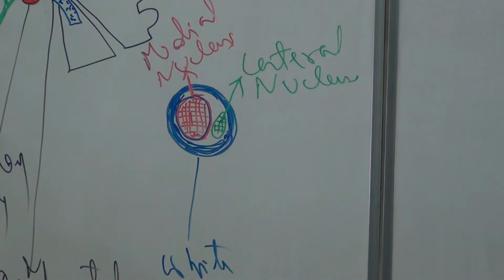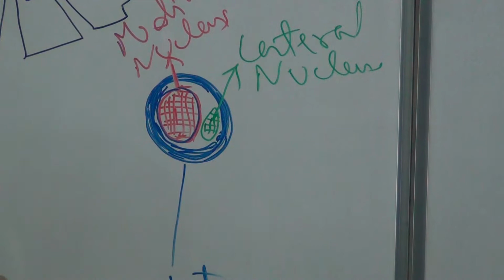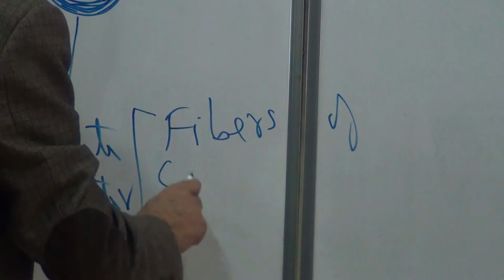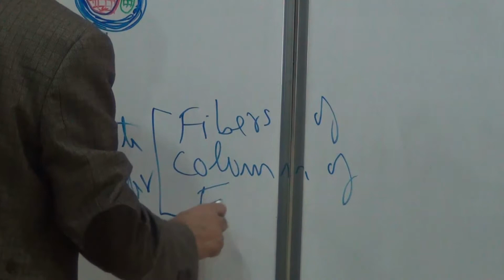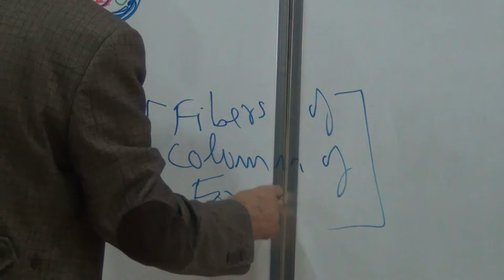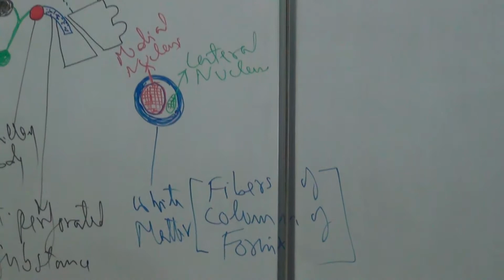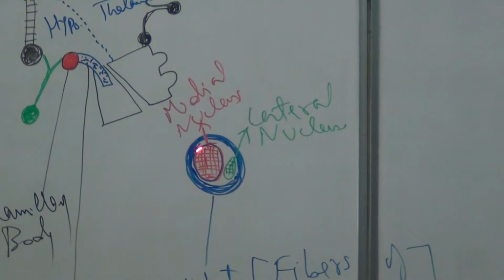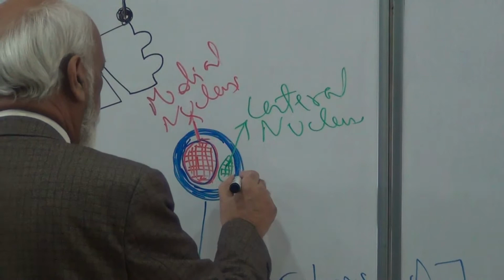Outside is a layer of white matter, and this layer comprises fibers of the column of the fornix. The fibers located externally in each mammillary body belong to the column of fornix, and most of the fibers of the column of fornix terminate in the nuclei of the mammillary body. So this is a section through the mammillary body.